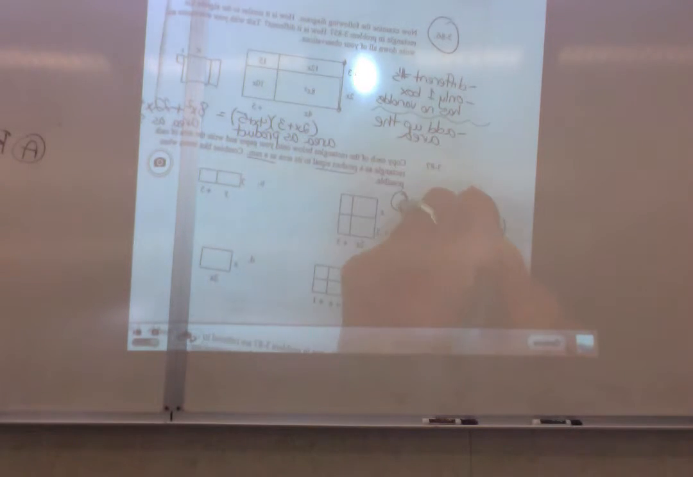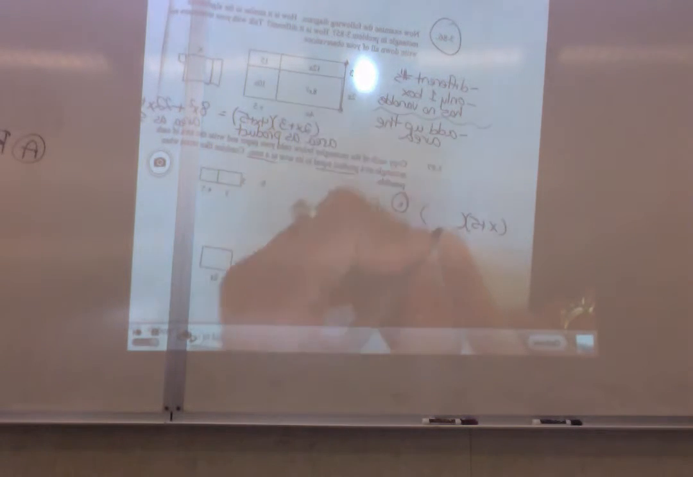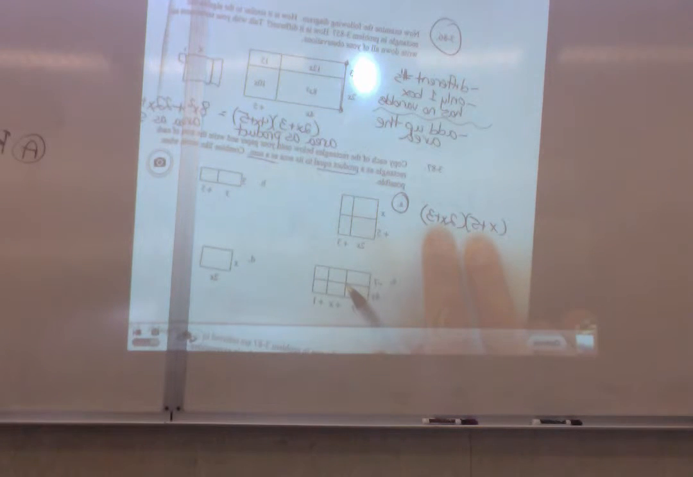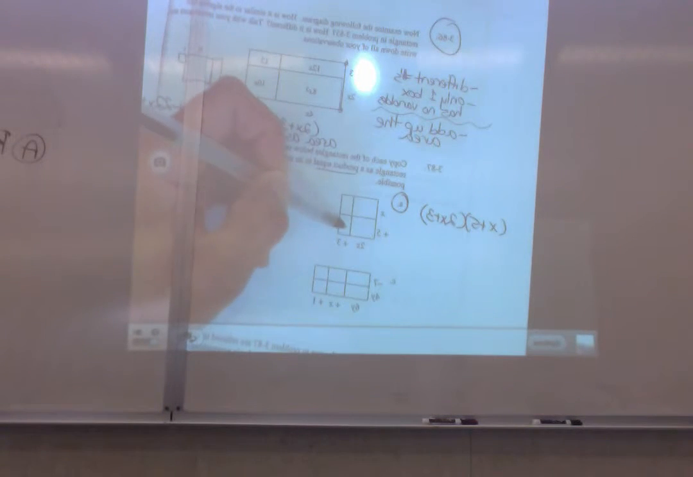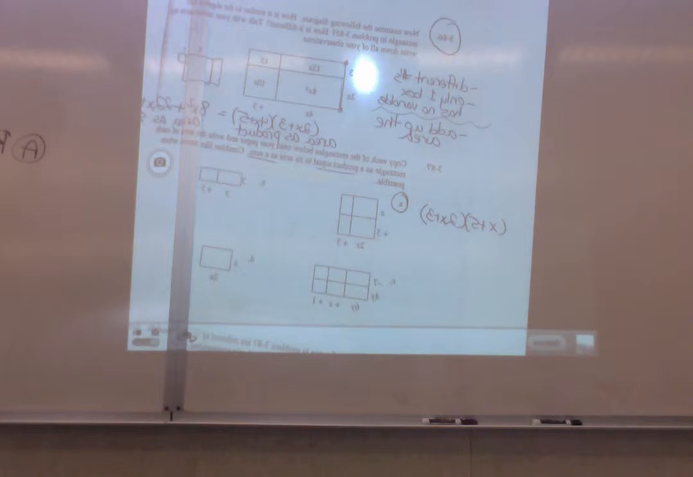X plus 1. And 2x plus 3. Good. Oscar, where do you get those numbers? From the squares on the sides. Okay, so that's area as a product. Now, for area as a sum, I need to go through the individual boxes and fill in the middle. Martine, what's going to go right here?